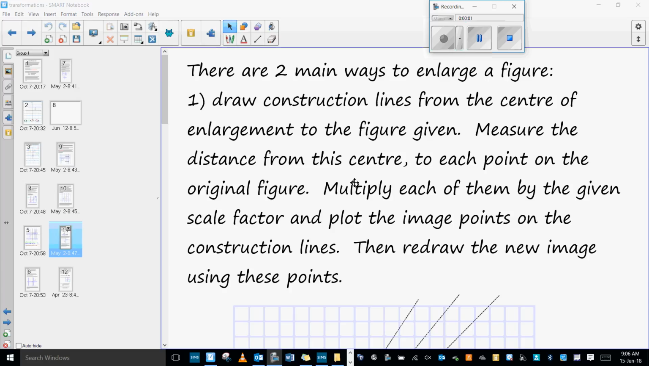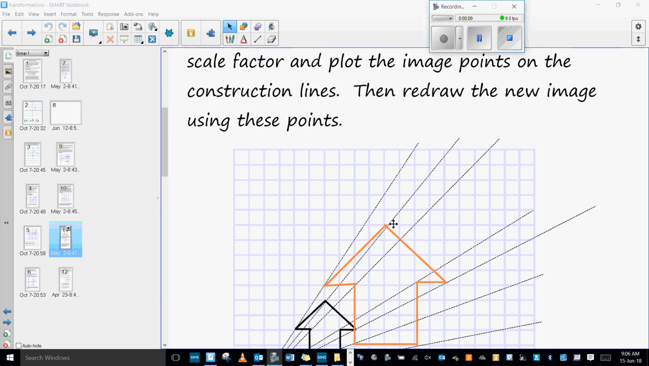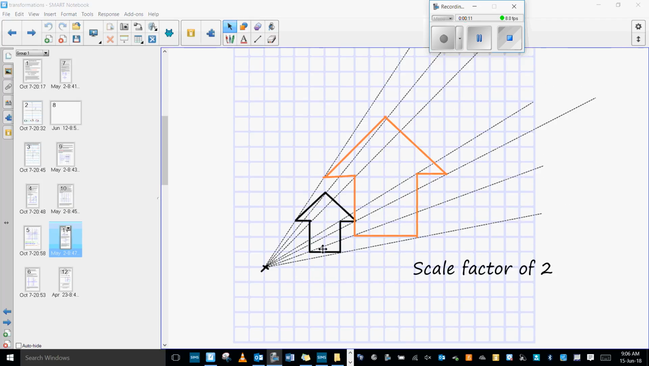All right, so we've looked at one of the ways of enlarging shapes. This is another way of enlarging a shape. What you would do is you would have your original shape here. Mine is the black one. You would have your center of enlargement in a specific place.